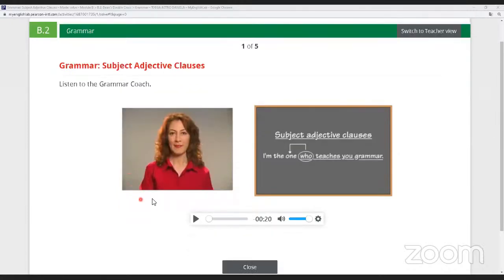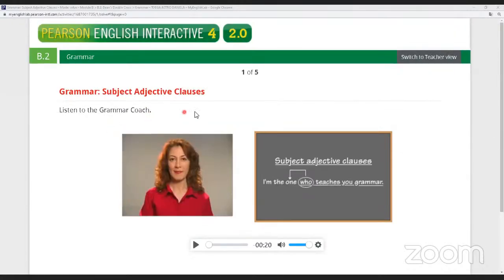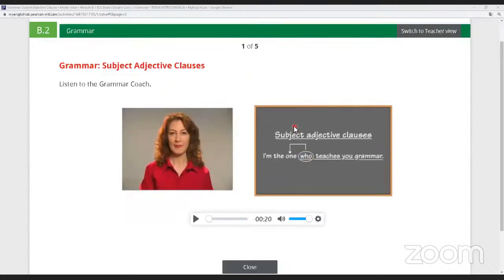So today's lesson is about subject adjective clauses. We know what a clause is, right? It is a sentence. If we have a subject plus a verb, it is a clause. It is basically a normal sentence that contains the subject, he, she, it, I play, and the verb. But today's lesson is about subject adjective clauses. As you can see, we have who, so it is a relative clause.